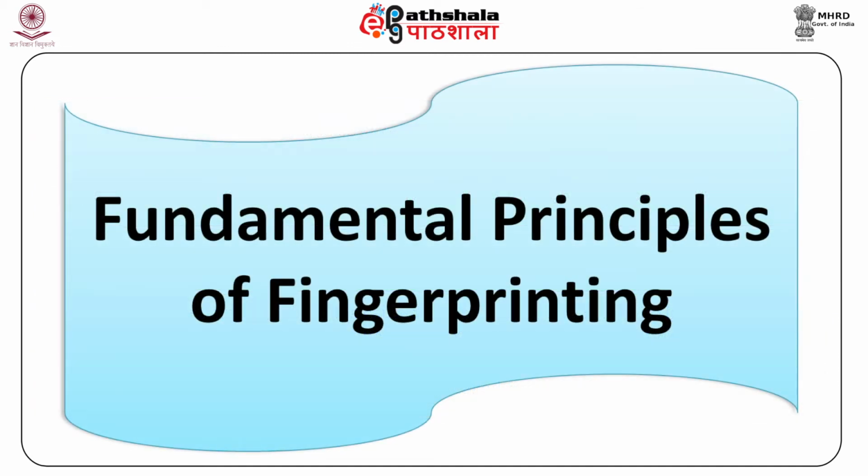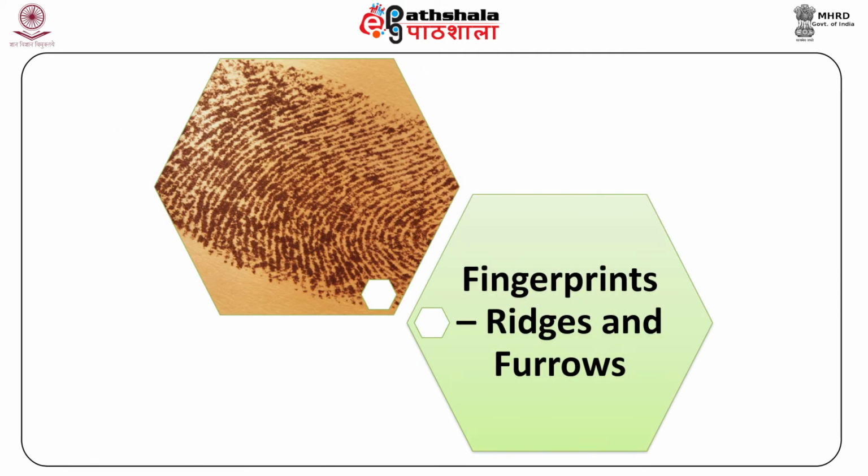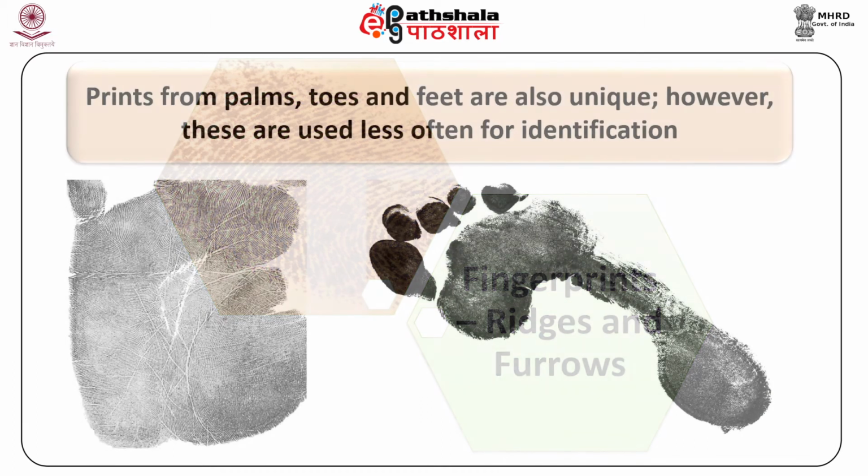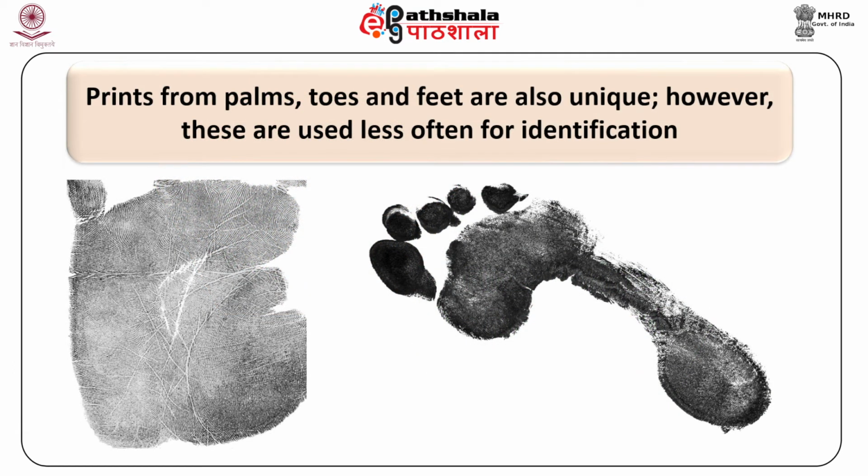Now we will learn about the fundamental principles of fingerprinting. Fingerprints are unique patterns made by friction ridges, raised and recessed, which appear on the pads of fingers and thumbs. Prints from palms, toes, and feet are also unique. However, these are used less often for identification. So, this guide focuses on prints from the fingers and thumbs.